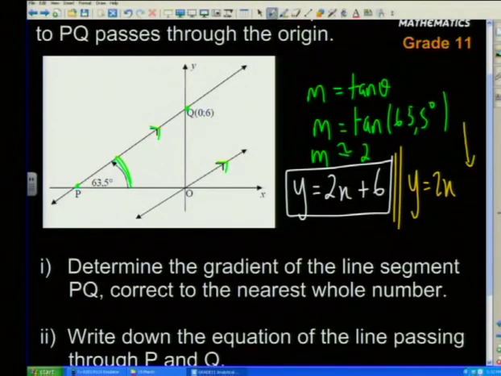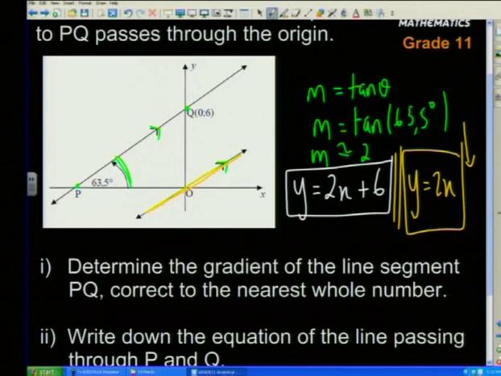But what about my c value? If you look closely, this line is passing through the origin. And so your c is 0. And so there we go. That is the equation for the third one. So it's a nice illustration of the basics.